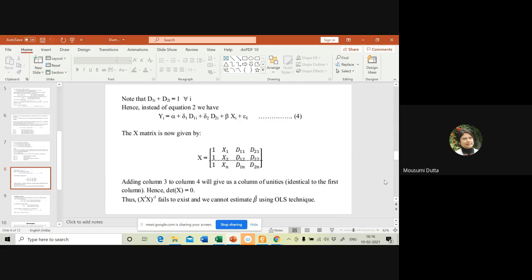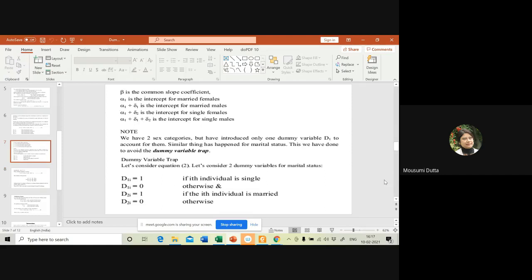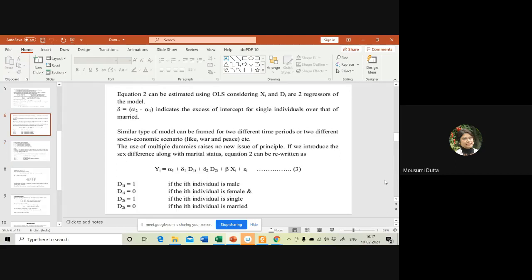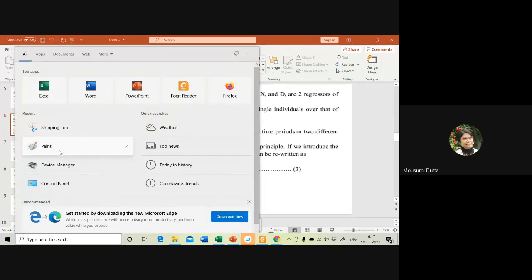Okay, so I'll ask you to write one equation using the intercept dummy. Suppose this is the model. D1i is equal to 1 if the individual is male, female, single, married, etc. Now I am considering one education dummy. So please write equation number 3 in your copy: Yi is equal to alpha 1 plus delta 1 d1i plus delta 2 d2i plus beta xi plus epsilon i. Please write down this equation.